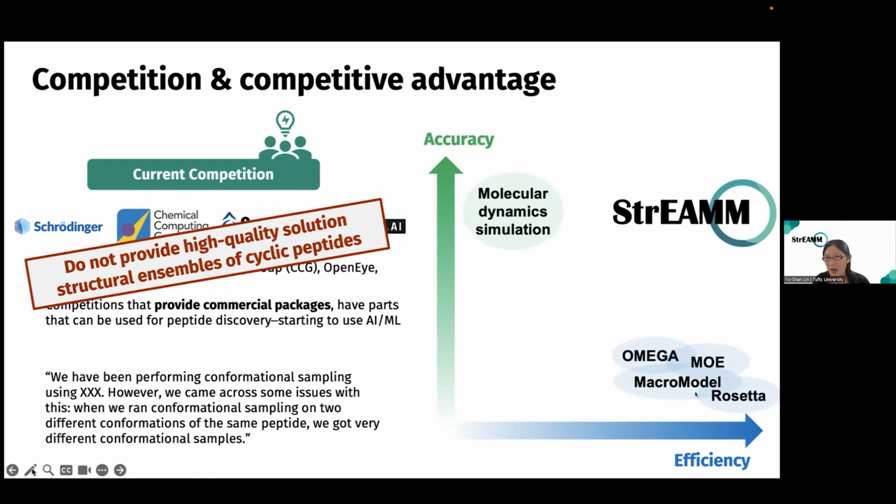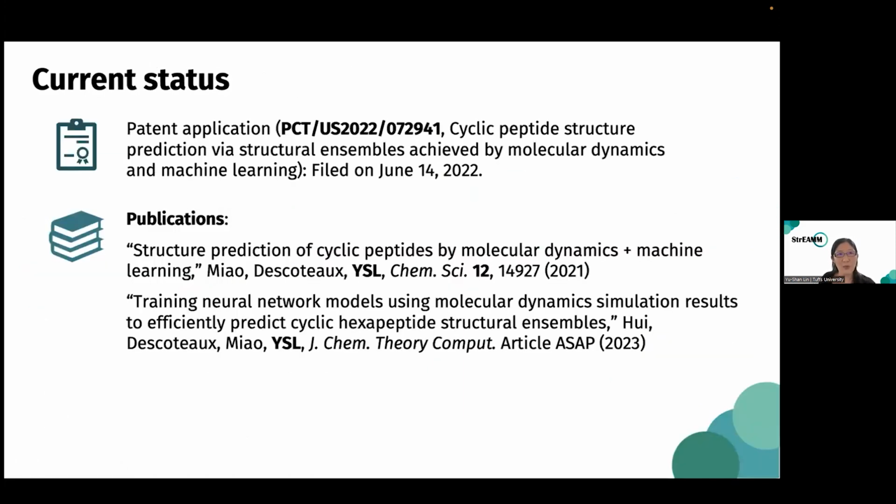I think they have very high efficiency, but the accuracy is not there. If you want to have high accuracy, you will go for molecular dynamic simulation that is so slow. By combining simulation results with machine learning, our method can achieve both efficiency and accuracy. So currently we have a patent pending and we're continuing working on more research and publications.